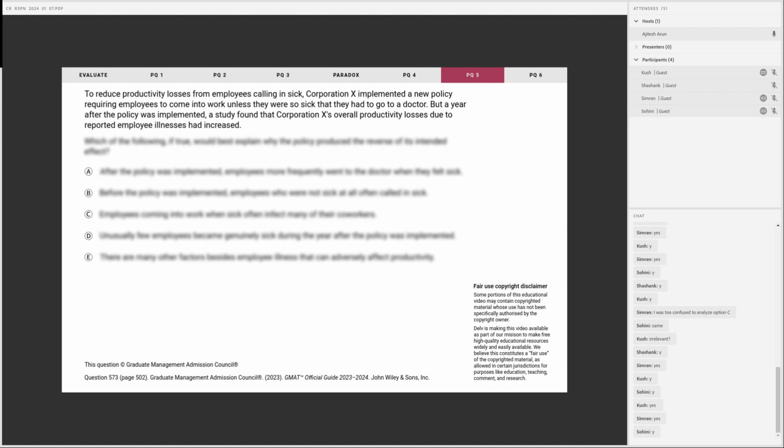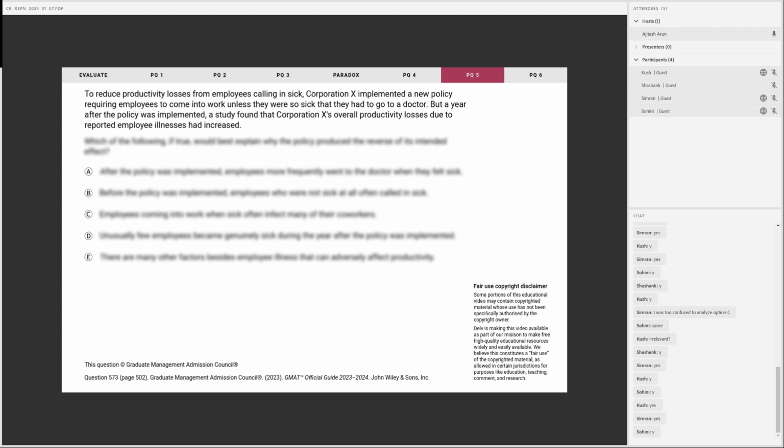And of course, we can take any other options that you guys want to discuss. But first, let's quickly summarize the stimulus. I mean, this is very straightforward. To reduce productivity losses from employees calling in sick, Corporation X implemented a new policy requiring employees to come to work unless they were so sick they had to go to a doctor. Sounds like the sort of thing that companies would do. But a year after the policy was implemented, a study found that Corporation X's overall productivity losses due to reported employee illnesses had increased. So the situation is relatively straightforward.